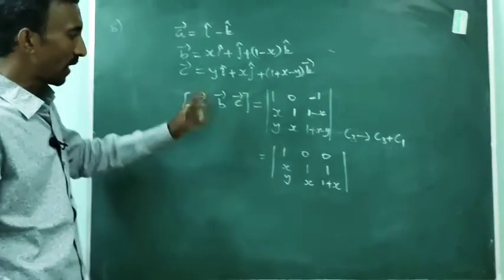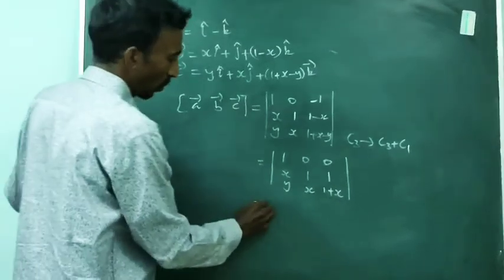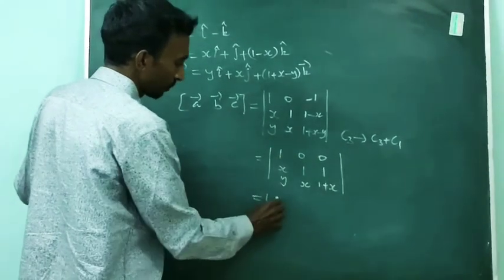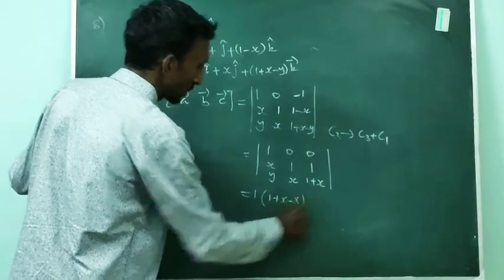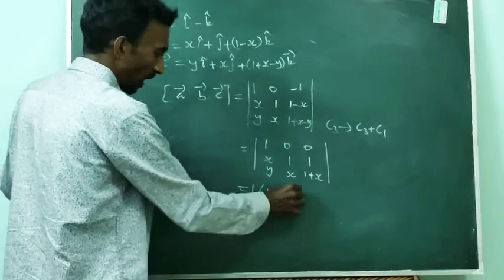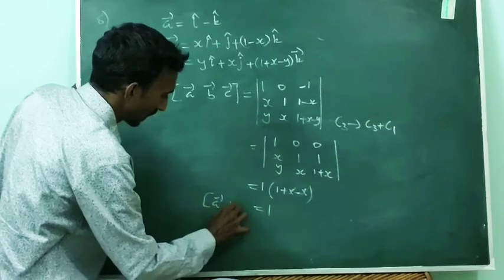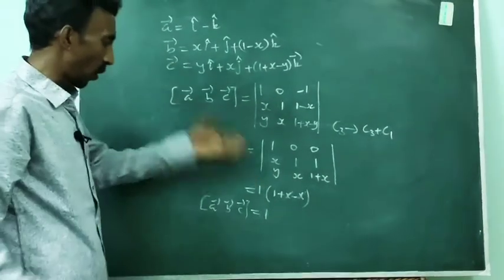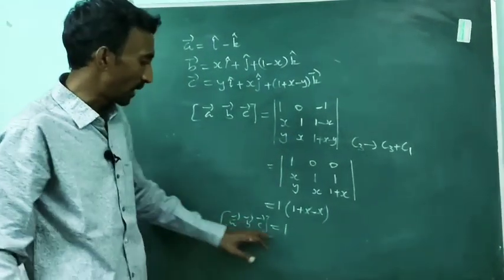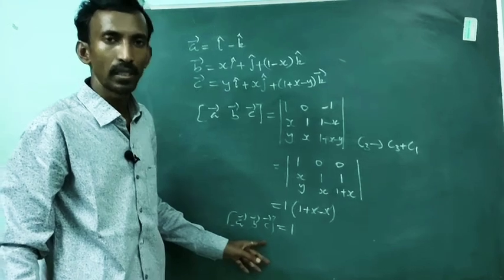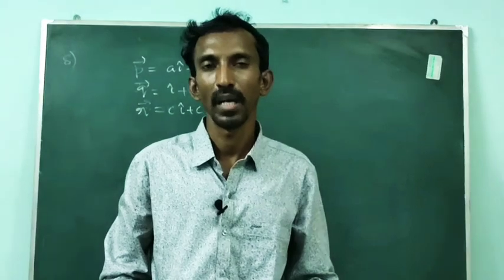Now expand with respect to the first row. So 1 into, delete that row and column, 1 plus x minus x, next becomes 0, so x minus x cancel, 1. So the box product value is nothing but 1. So here no x or y is involved, that's why we conclude that the box product ABC depends neither on x nor on y.